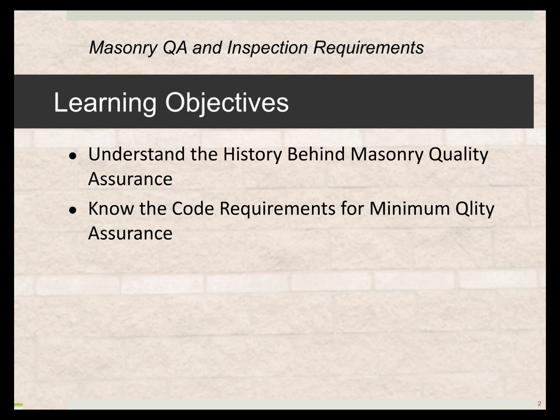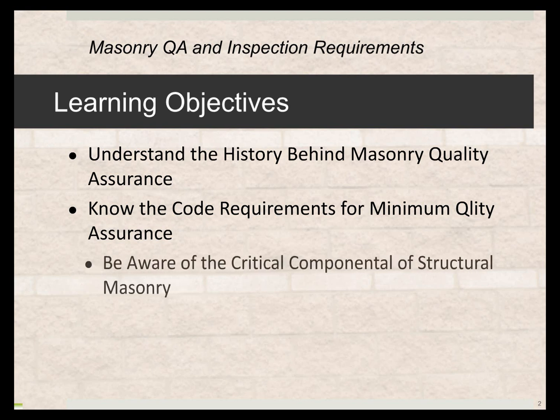And I'll go back and share with you a little bit of the history, because when we know the history, it helps to understand why we are here today and where we are going in the future. We also want to know the code requirements for minimum quality assurance. If we know what the code requirements are, we can always try to beat that, do better than, whether we're the designer or the contractor. And how do we get to beat the minimum quality assurance? Well, we have to know what they are, and if we want to specify something above and beyond what the code requires, we're certainly entitled to do that.